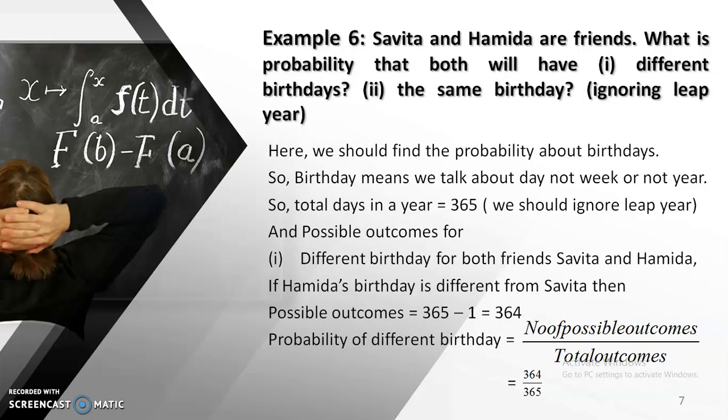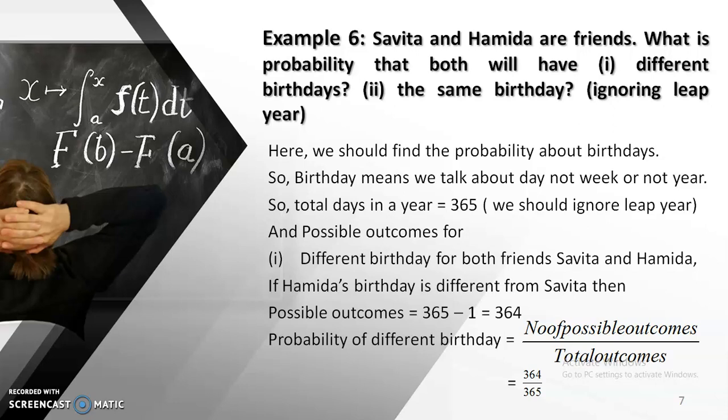It's example 6. Savita and Hamida are friends. What is the probability that both will have first different birthdays and second the same birthdays? Now ignoring leap year means you should take 365 days as total outcomes. So, starting the answer, here we should find the probability about birthdays. Birthday means we talk about day, not week or year. So total days in a year equals 365. We should ignore leap year, right? And possible outcomes for first, different birthdays. Different birthday for both friends Savita and Hamida.